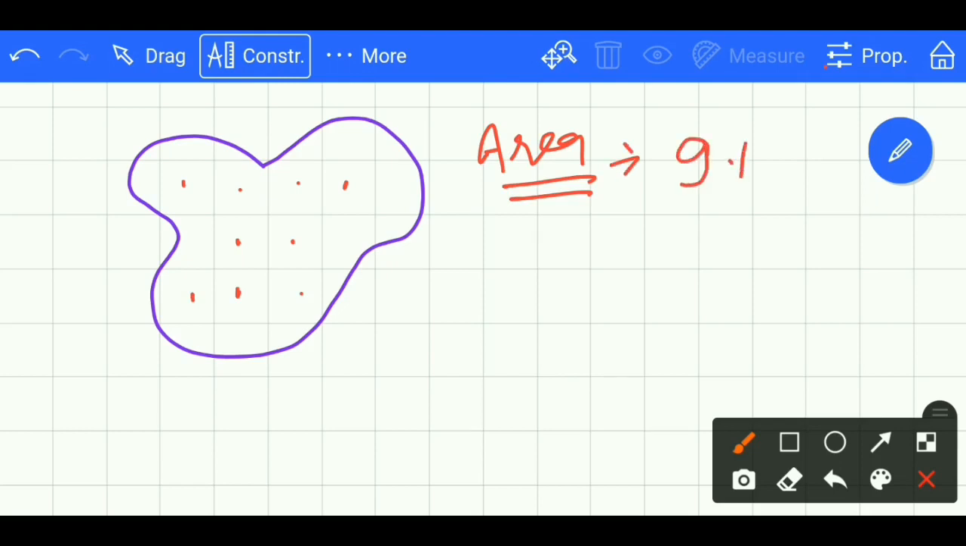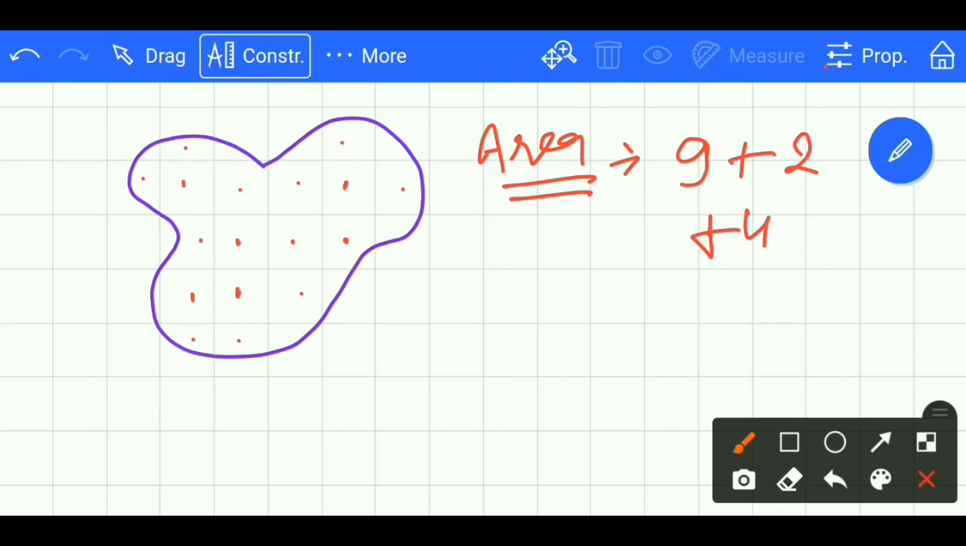So 9 plus, how many half filled squares are there? 1, 2, 3, 4. 4 squares are half filled. So half of 4 is 2. Now how many squares are more than half filled? The more than half filled squares are 1, 2, 3 and 4. 4 squares are more than half filled.